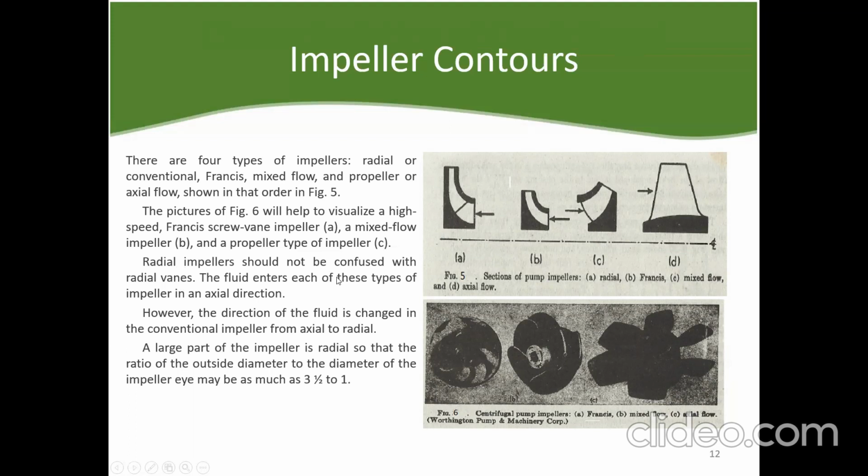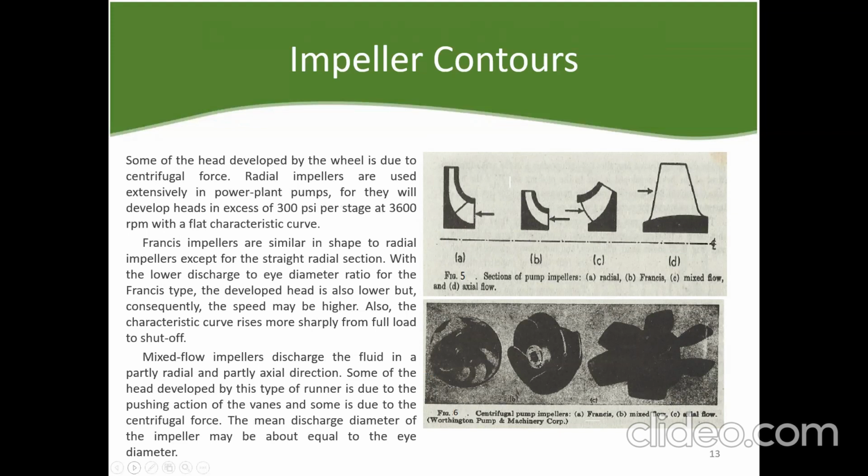Radial impellers should not be confused with radial vanes. The fluid enters each type of impeller in axial direction. However, the direction of the fluid is changed in the conventional impeller from axial to radial. A large part of the impeller is radial so that the ratio of the outside diameter to the diameter of the impeller eye may be as much as 3.5 to 1. So sa fluid machinery, meron tayong mga proportion ng sizing sa impeller blade.